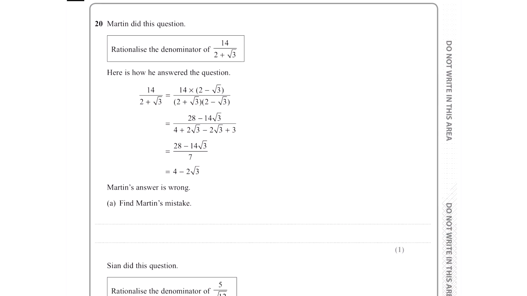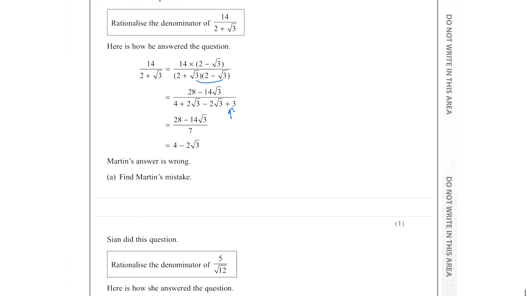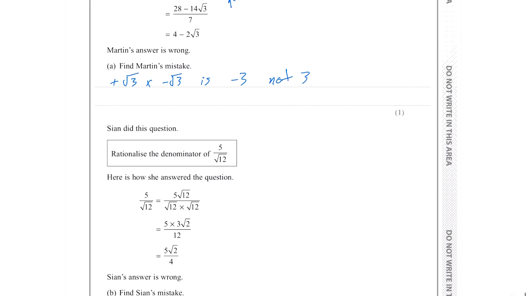Martin did this question. Here's how he answered it. Martin's answer is wrong. Find his mistake. So his mistake is right there. What he's done here is he's expanded it fine. And when he's done plus root 3 times minus root 3, he's written that as plus 3. So here we just need to write that root 3 times minus root 3 is minus 3 and not 3.